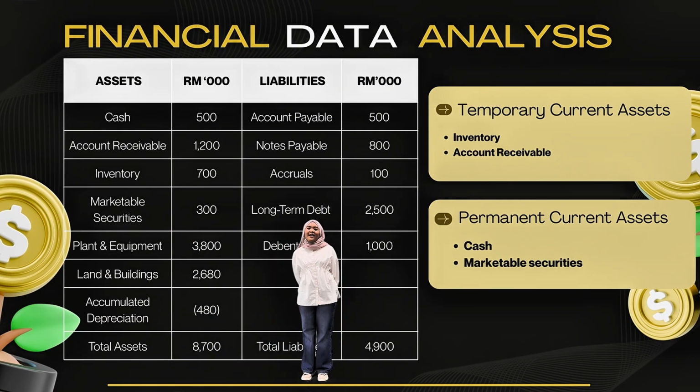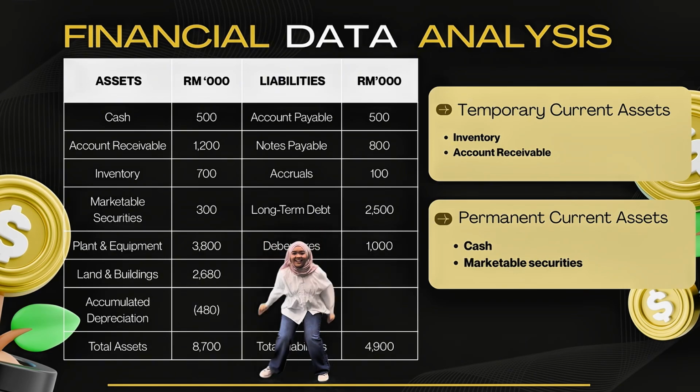So, we have classified current assets and current liabilities. For current assets, we have cash, account receivables, inventories, marketable securities, plant equipment, land and buildings, and accumulated depreciation. The total assets are 8,700. For current liabilities, we have account payables, notes payables, accruals, long-term debt, debentures, and liabilities. The total is 4,900.